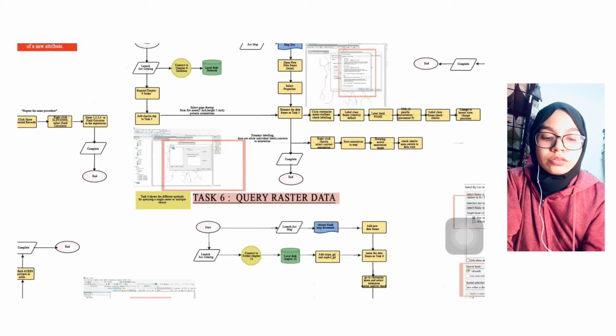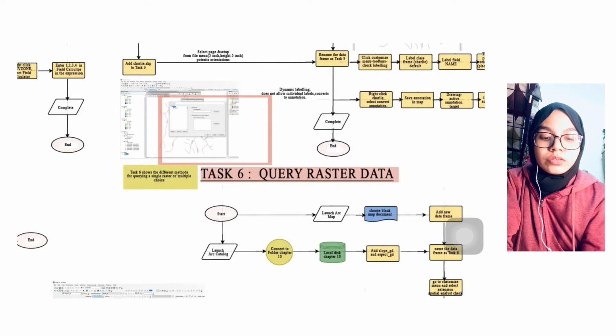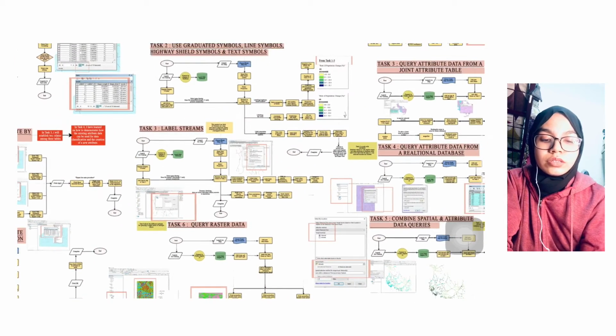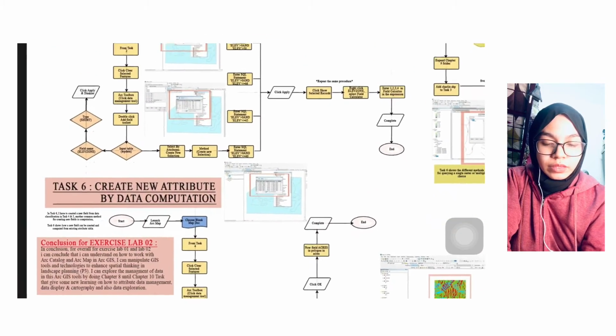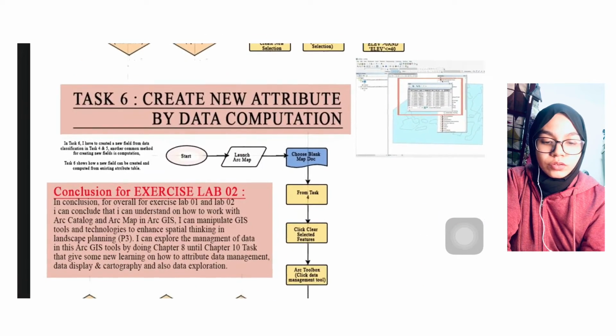So all the data shows different methods of querying, from a single raster to multiple choice. So that is my conclusion for Exercise Lab 2.